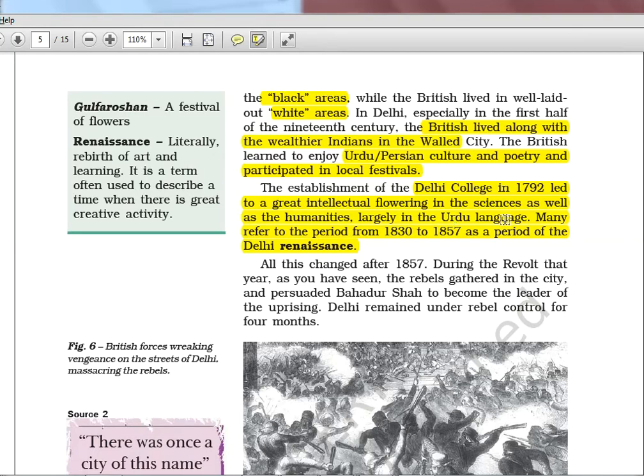1792 is the time when Cornwallis was there. If you know, the Permanent Settlement came in 1793. Gulfaroshan, the festival of flowers, and Renaissance, literally rebirth of art and learning. It is a term often used to describe a time when there is great creative activity. So please try to know the meaning of Gulfaroshan and Renaissance.